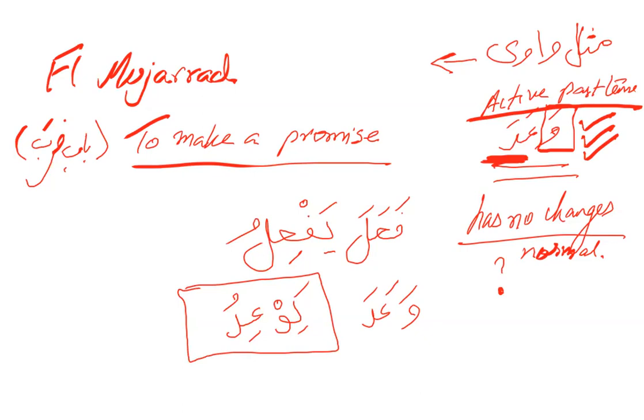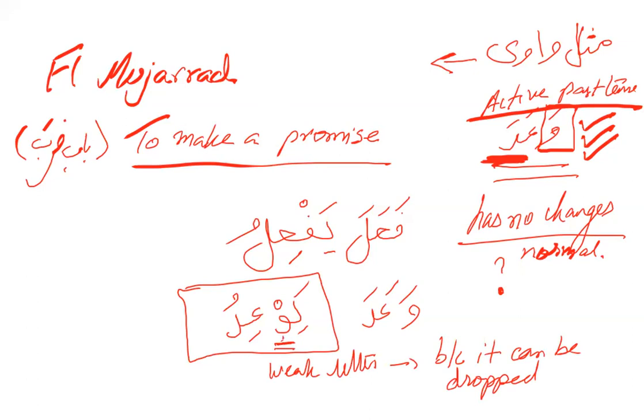So here, yaw'idu, the yaw sound did not sit well with the Arabs. So what did they do? This waw, this is a weak letter. And why do we say it's a weak letter? Because it can be dropped. And the Arabs dropped this waw, and we got ya'idu. So ya'idu is more easily, more smoothly pronounced than yaw'idu.